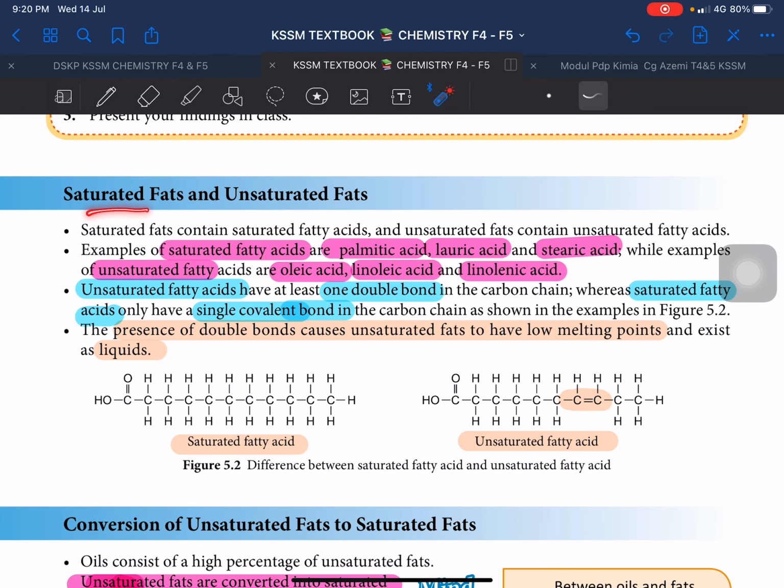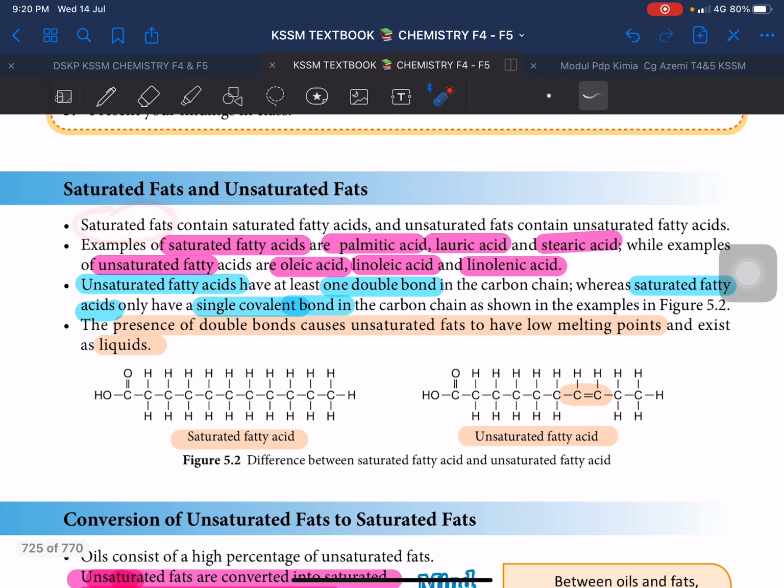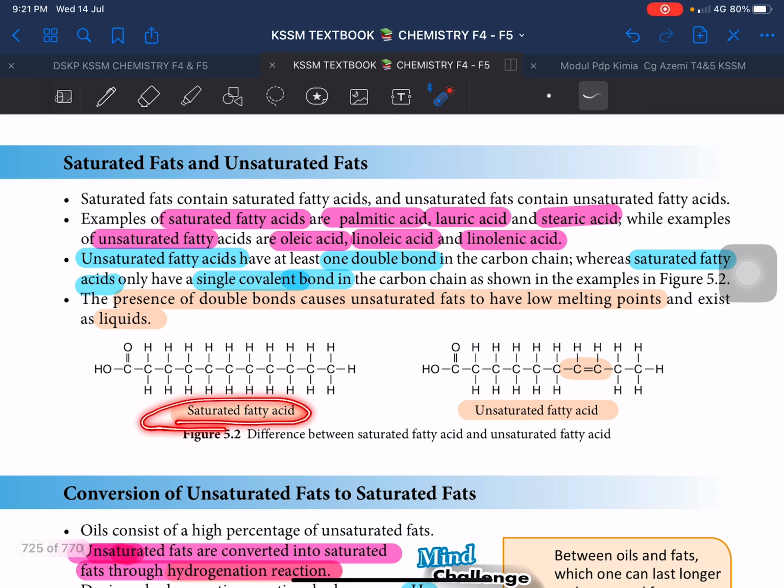What is the difference between saturated fats and unsaturated fats pula? Okay, saturated fats ni contain saturated fatty acid. Unsaturated fatty acid lah. Okay, ini contoh dia ni. Cuba kamu tengok. Look at this saturated fatty acid. C. Every C is connected with single bond. Tapi in unsaturated fatty acid, C, tiba-tiba ada double bond. So what is the definition? Unsaturated fatty acid have at least one double bond.